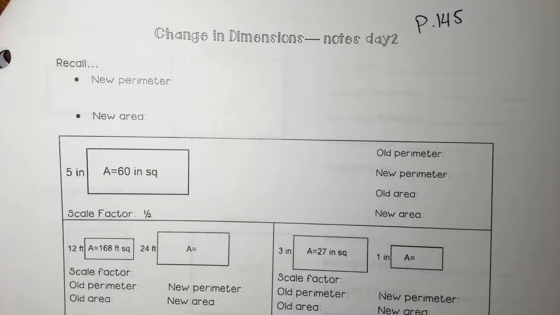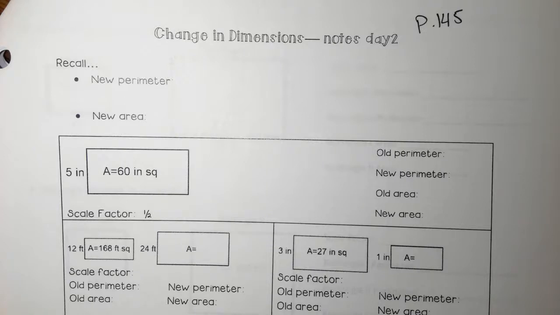Okay, in this video we are going to continue talking about change in dimensions. So what happens to a figure after I dilate it? We obviously know what happens to its sides, we just multiplied them by the scale factor. But how does that affect the perimeter and the area? That's what we're going to continue talking about today. I think we've got a pretty good understanding of what exactly happens.